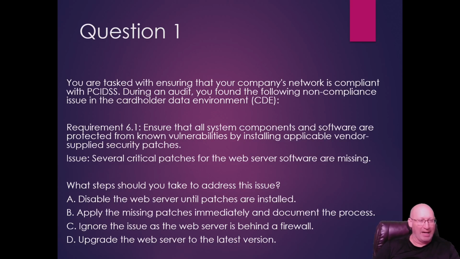B, C, or D. I feel like we can knock out C. Ignore the issue as the web server is behind a firewall. We are not ignoring issues on our web servers. We may write them off. We may go through an examination for risk, and we may decide through that risk factor that it's not worth updating. We may decide other avenues, but we don't ignore them. We don't ever ignore an issue, especially just because it's behind a firewall. Not an option. That leaves B and D.